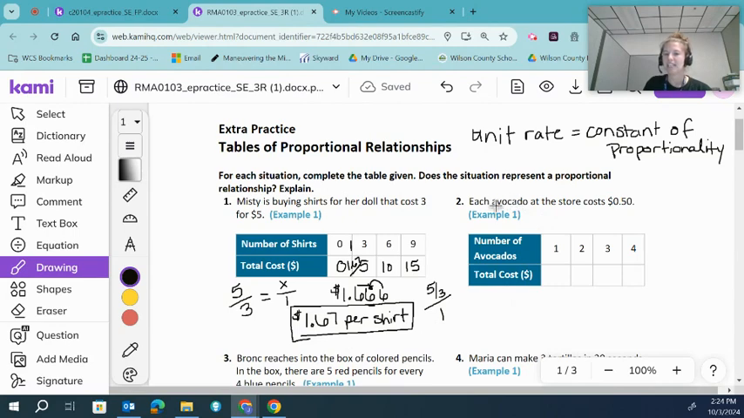Okay, now this next one says each avocado at the store costs 50 cents. Okay, well, it already tells us our per one cost. That's our unit rate, okay, 50 cents per one avocado. So this is my constant of proportionality, this point when the avocados are 1. Okay, this is the unit rate and the constant of proportionality. All right. So if that point is already in your table, it's a little bit easier to find.